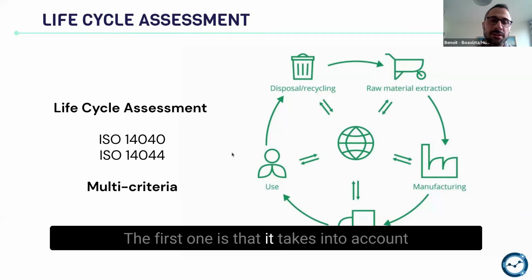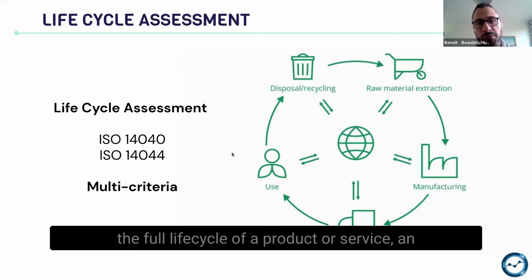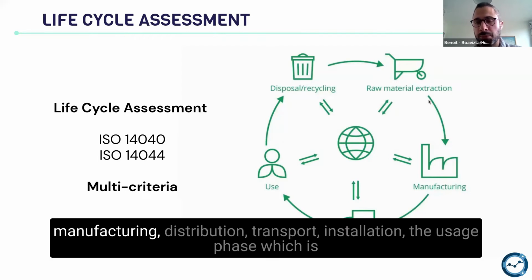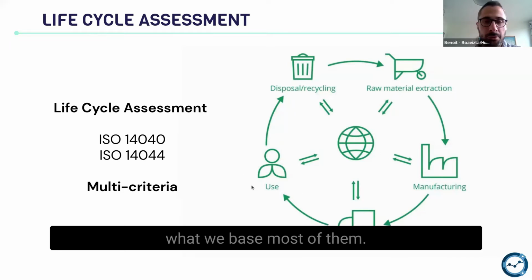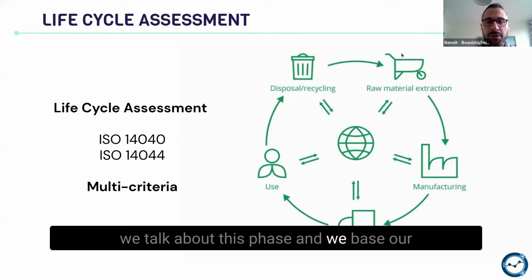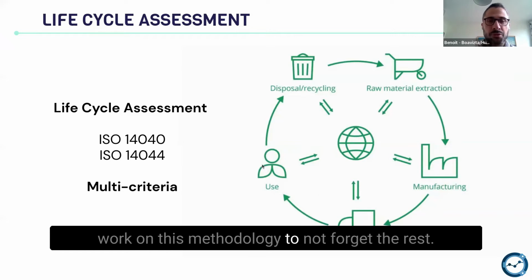The first one is that it takes into account the full life cycle of a product or a service, an ICT service, including raw materials extraction for the hardware, manufacturing, distribution, transport, installation, and the usage phase. Most of the time, when we talk about the impacts of ICT, we talk about this phase, and we base our work on this methodology to not forget the rest.